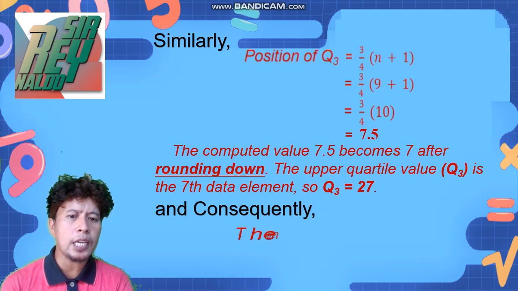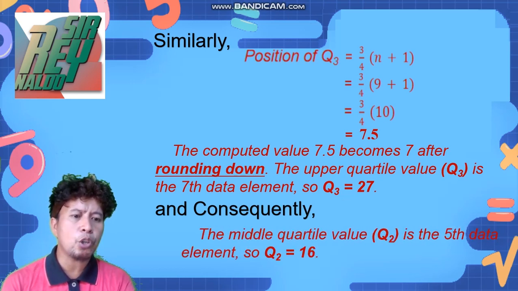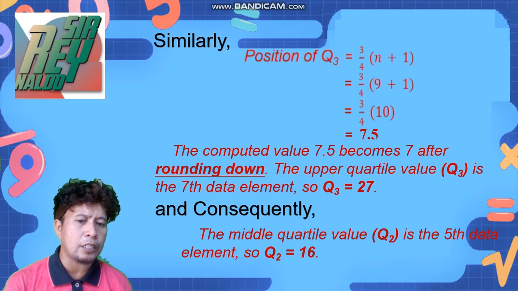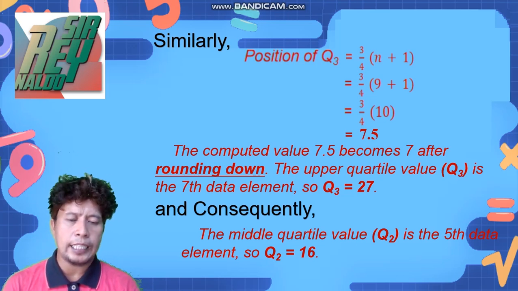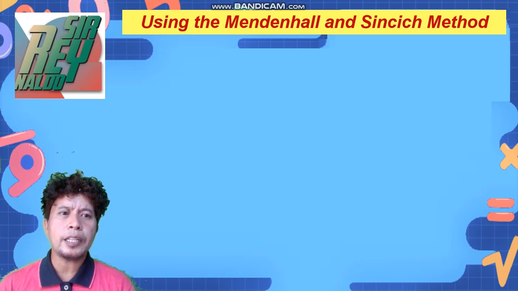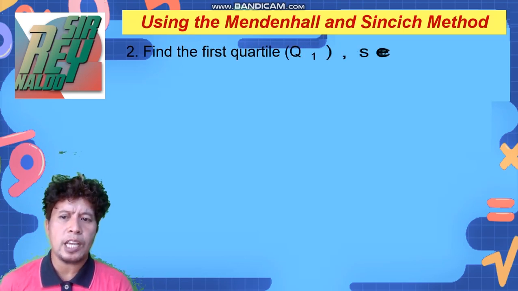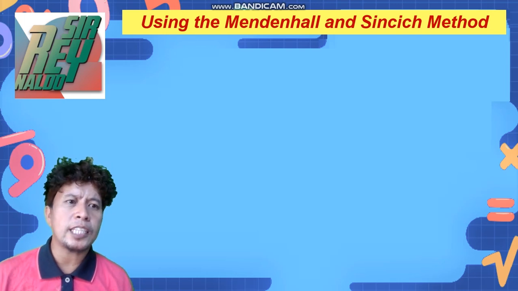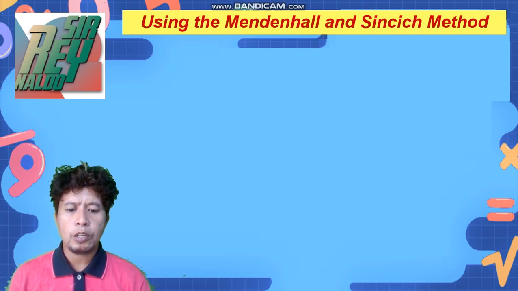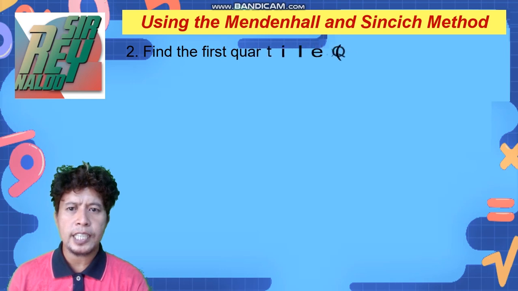And consequently, the middle quartile value Q2 is the 5th data element. So, Q2 is now equal to 16. Yun yung given natin kanina. Okay, next. Still using the Mendenhall and Sensich method, let's have some more examples. We'll continue with the next example.